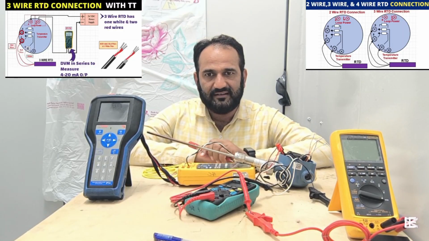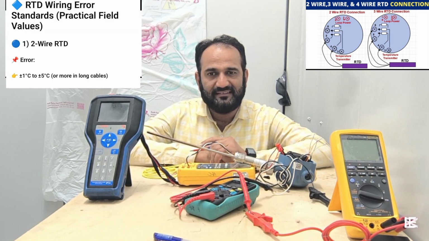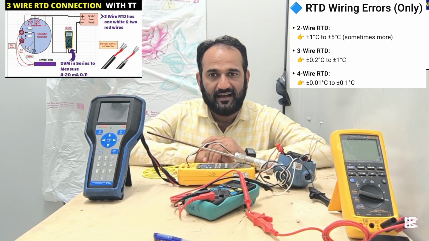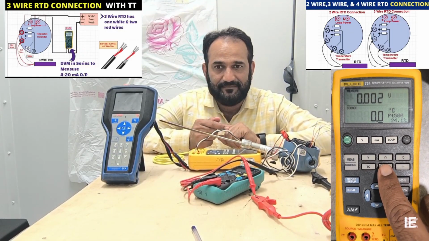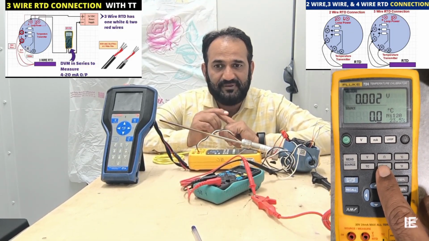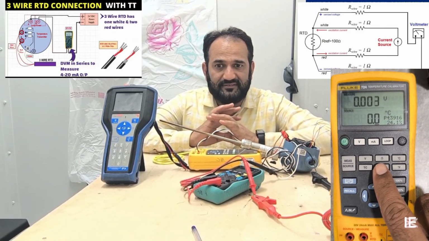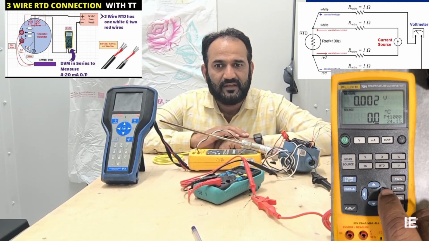As we know, the 2 wire RTD has a 1 to 5 degree Celsius error, and the 3 wire RTD has a 0.1 to 0.5 degree Celsius acceptable error. And the 4 wire RTD has less than 0.1 degree Celsius error. It is very costly and has the highest accuracy because there is no lead resistance error. It completely compensates the lead resistance error of the 4 wire and is highly accurate. Lead resistance is almost completely eliminated.